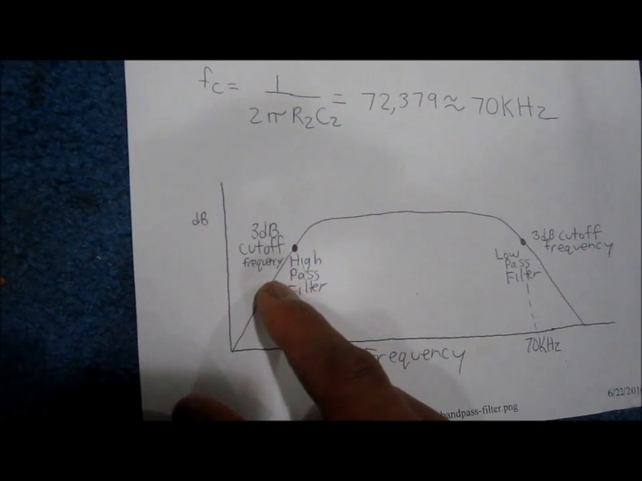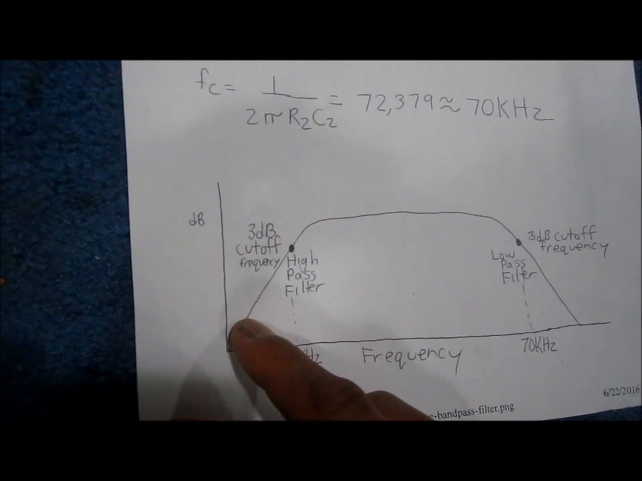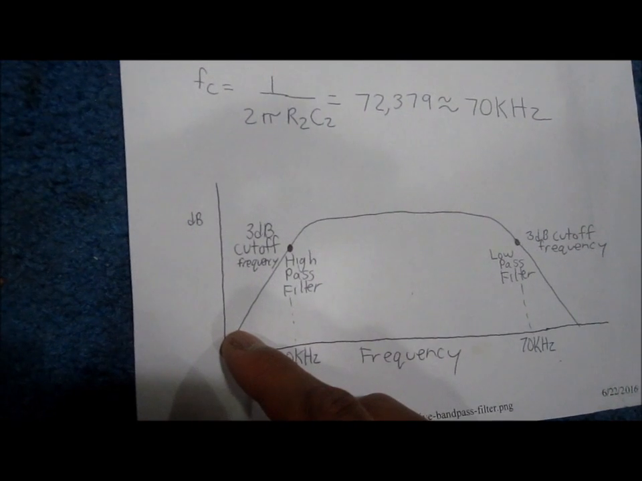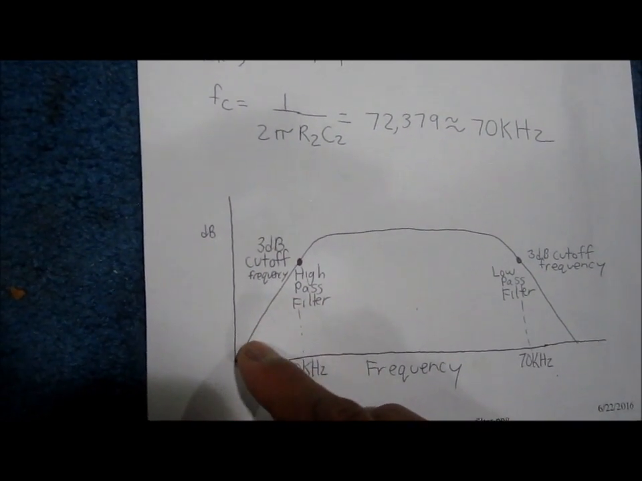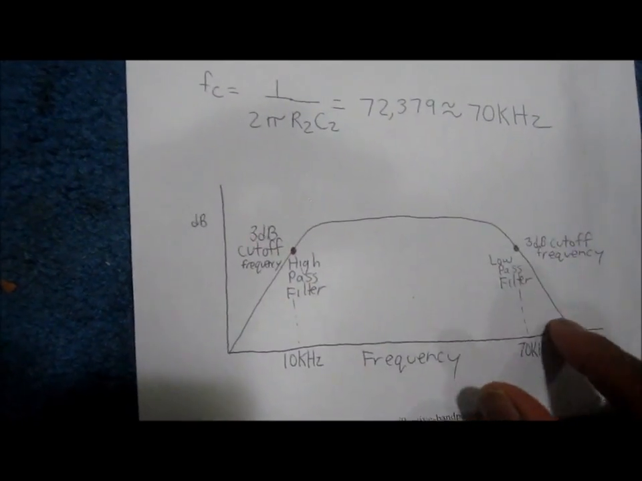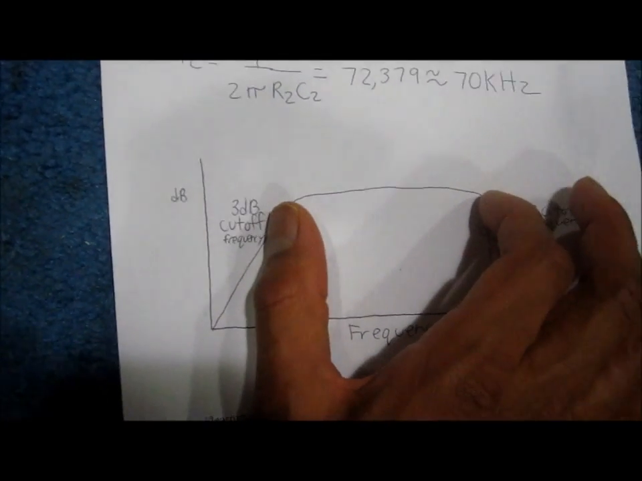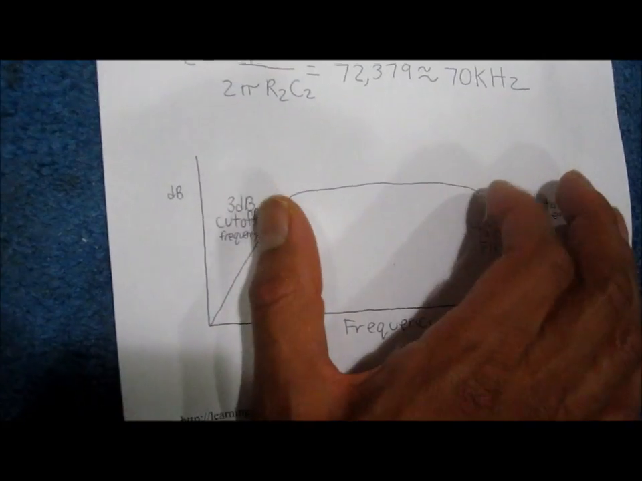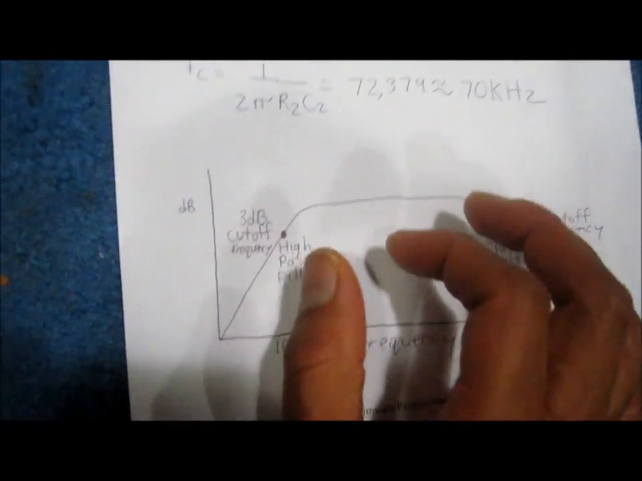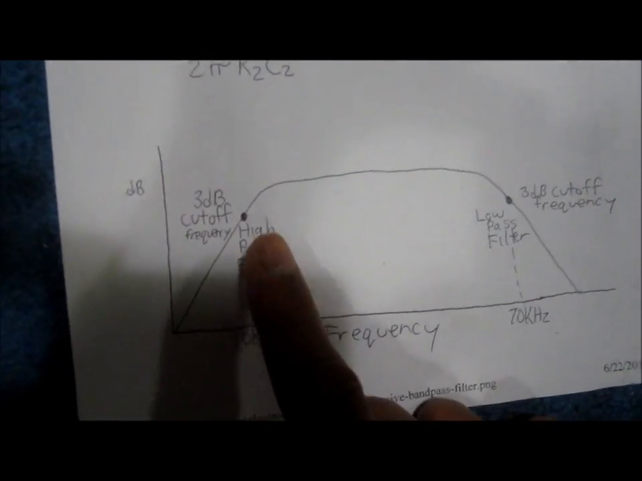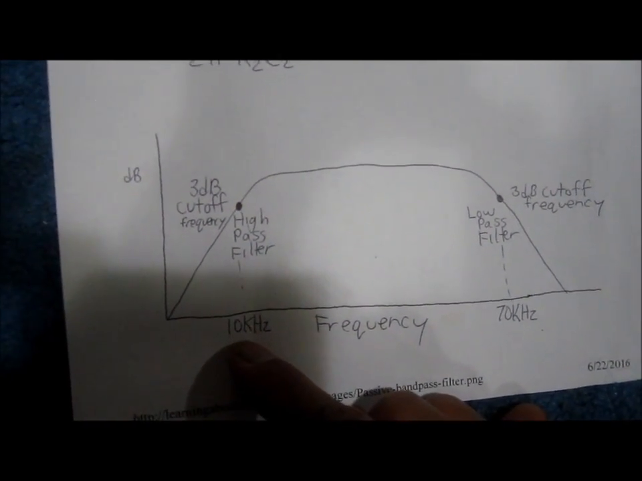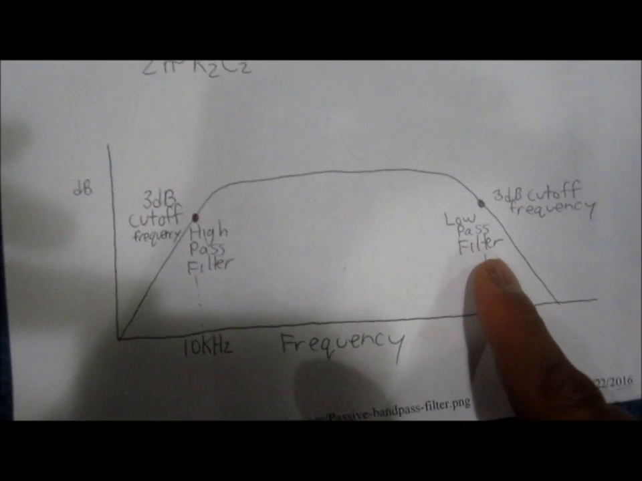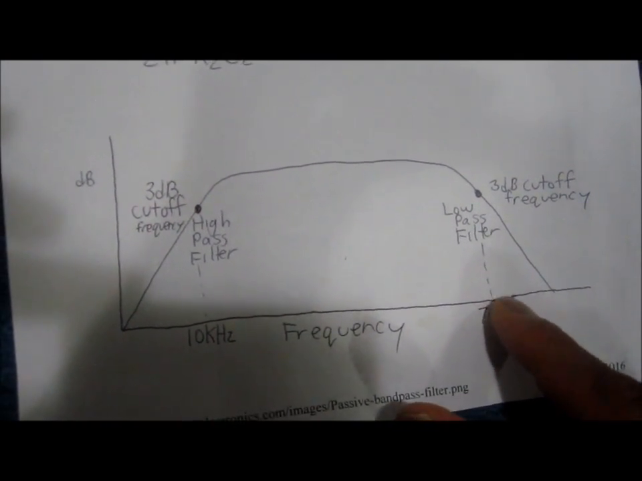So outside of the passband, the signal gets passed through with very low gain. And yeah, this region is referred to as the stop band. It's right here and right here, while this frequency range is referred to as the passband. So we designed the high pass filter to form the lower cutoff frequency point, and the low pass filter to form the upper cutoff frequency point.